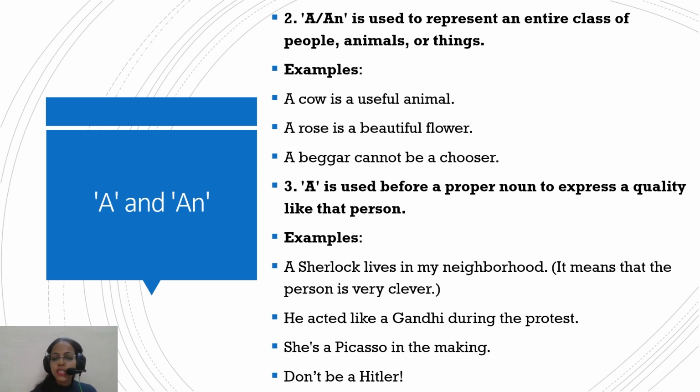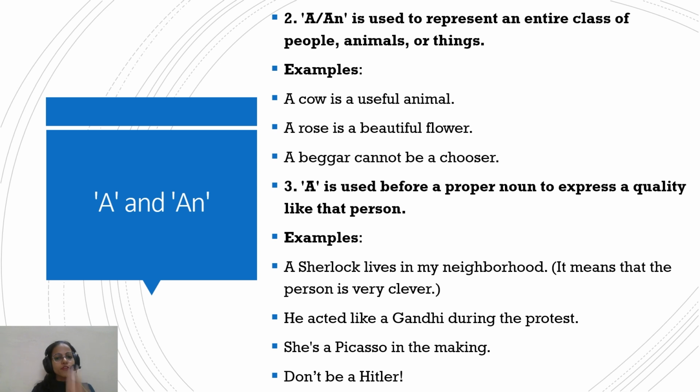Third, a is used before a proper noun to express a quality like that of a person. So, a Sherlock lives in my neighborhood. Now it doesn't mean that Sherlock Holmes has left London and has moved to my neighborhood. No, it does not mean that. It just means that there is a person in my neighborhood who is very clever. He's so clever, like a Sherlock. Anything happens, he is able to pick up on the small hints and reach the conclusion.